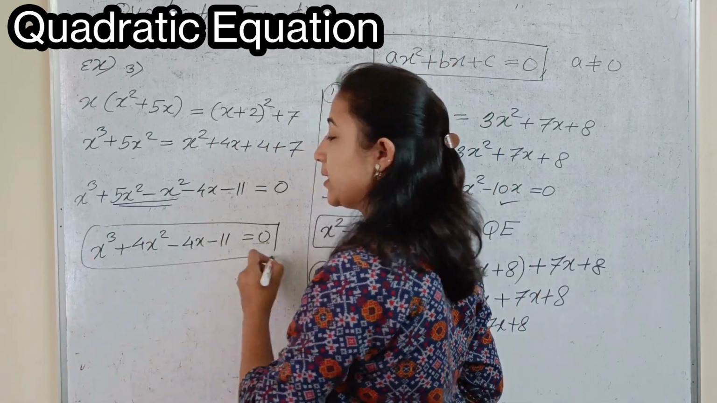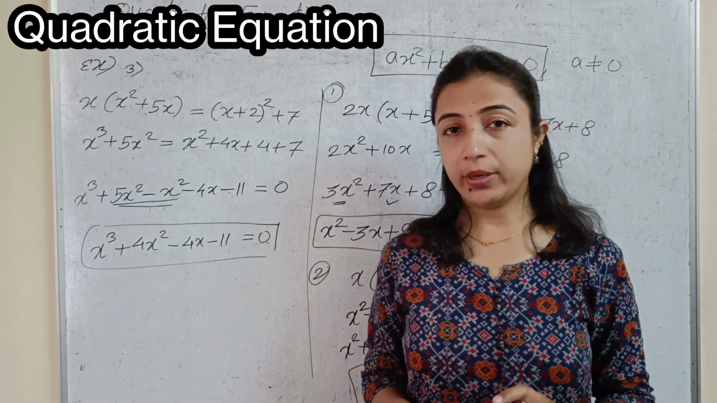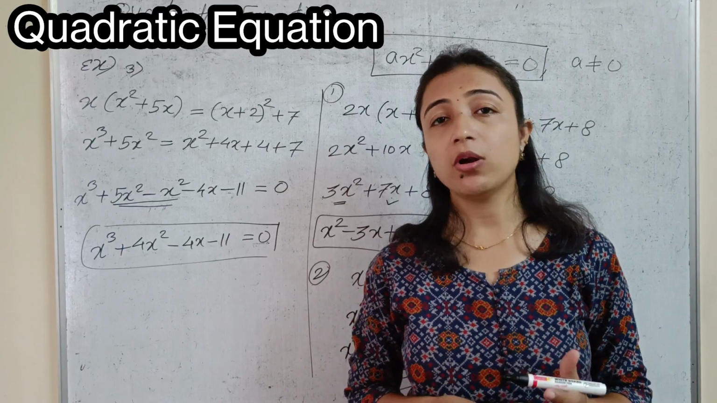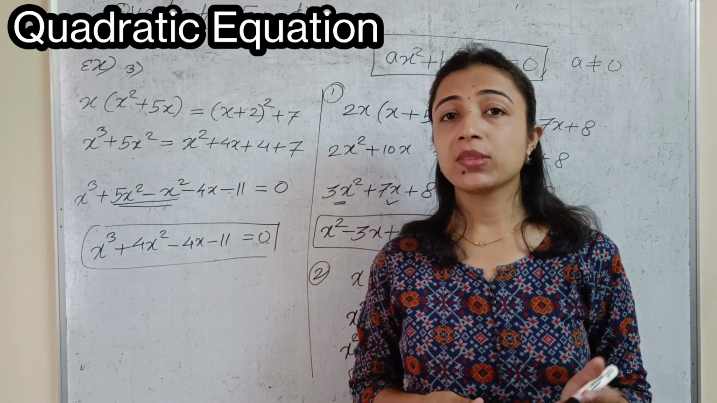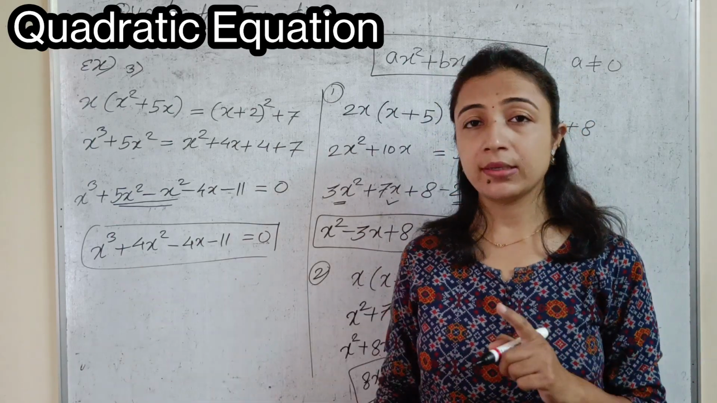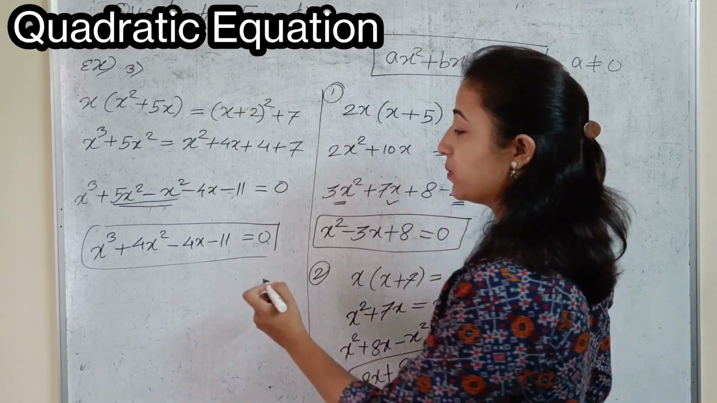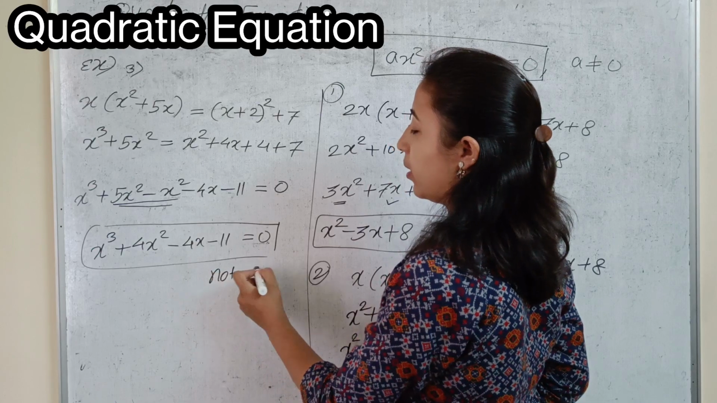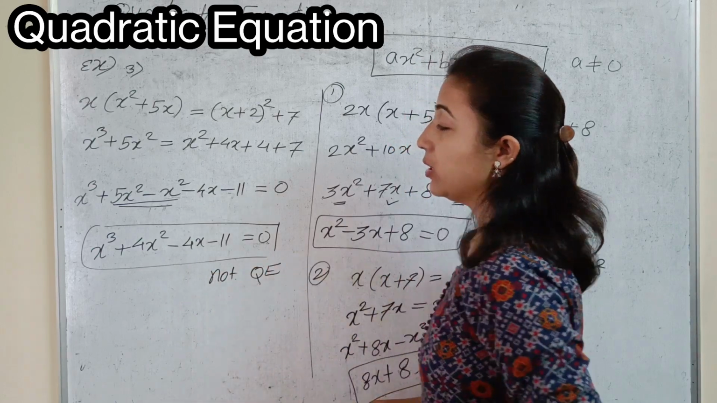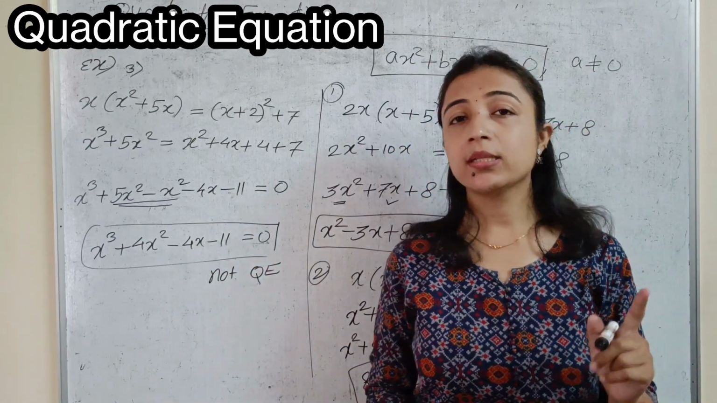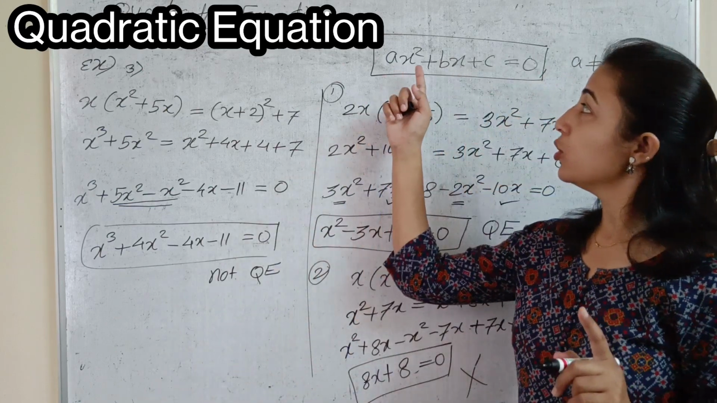Now see here, this equation again contains the x square term. But is the highest power of x 2? No. The highest power of x is 3. So this equation is not a quadratic equation. This one is again not a quadratic equation, because when we say quadratic, the highest power must be 2.